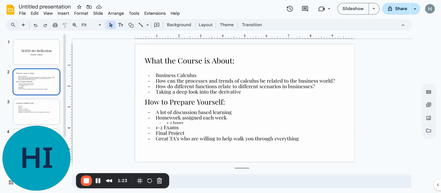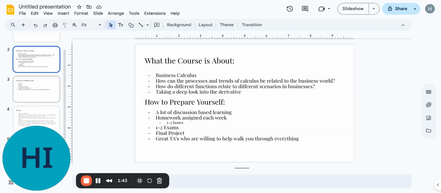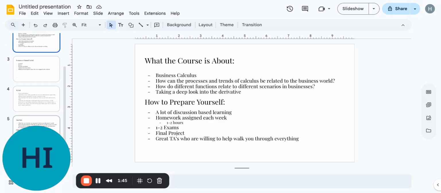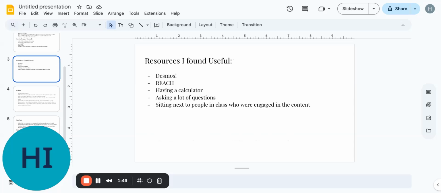Be prepared to take about 1 to 2 exams. I mean, we had one, but I'm not sure how they're going to do the class next year or next semester. We did have a final project. It was really self-explanatory, nothing to stress about, and they'll help you be prepared for that. And then we had great TAs who were willing to help us walk through everything. They walked around the classroom and were able to answer any questions. So just be prepared to have help if you need it.